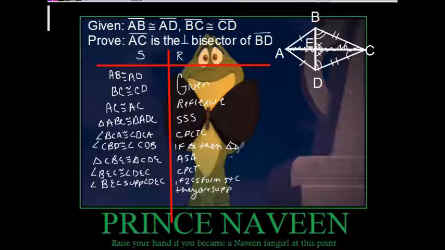Now, I'm trying to prove the perpendicular part. So let's go ahead and state my right angles. Angle BEC and angle DEC are right angles. If two angles are congruent and supplementary, they are right.